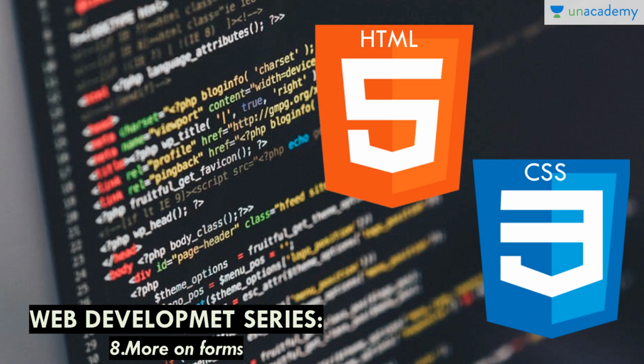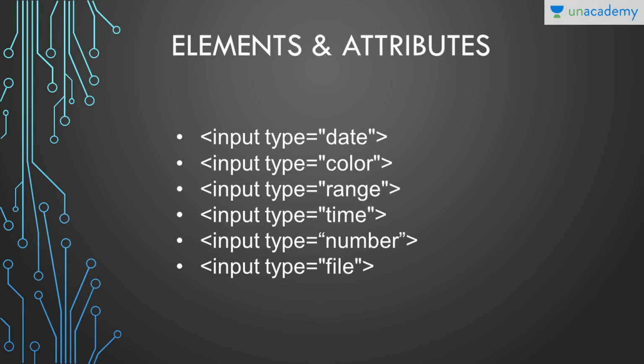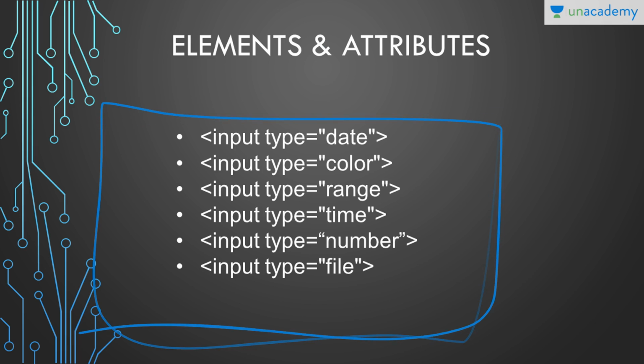In this video we are going to learn about labels, the grouping of forms, and other elements of forms. These are the elements that we are going to look at. These are the new input elements which were added in the HTML5 version. Here you can see that we are going to look at the input type date, the input type color, the input type range, the input type number, and the file. These are very important elements in our HTML.